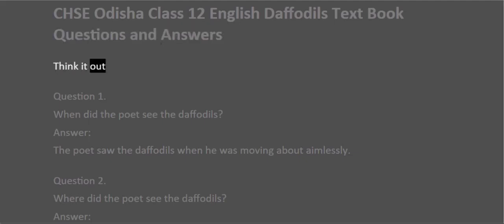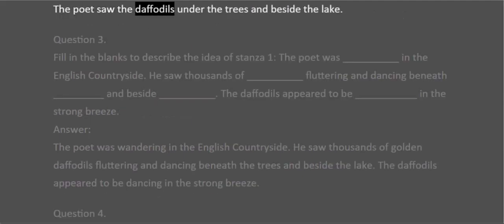Think it out. Question 1. When did the poet see the daffodils? Answer. The poet saw the daffodils when he was moving about aimlessly. Question 2. Where did the poet see the daffodils? Answer. The poet saw the daffodils under the trees and beside the lake.